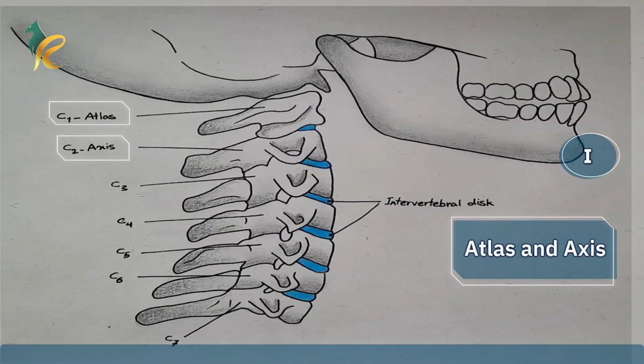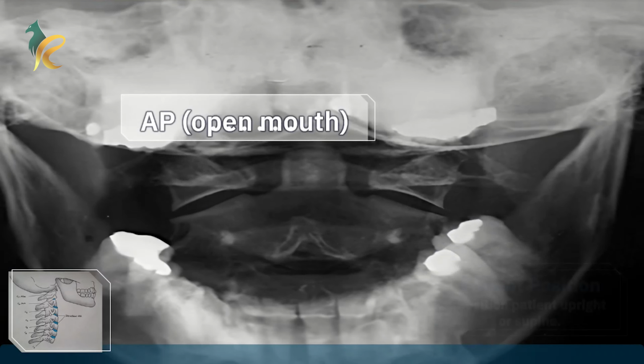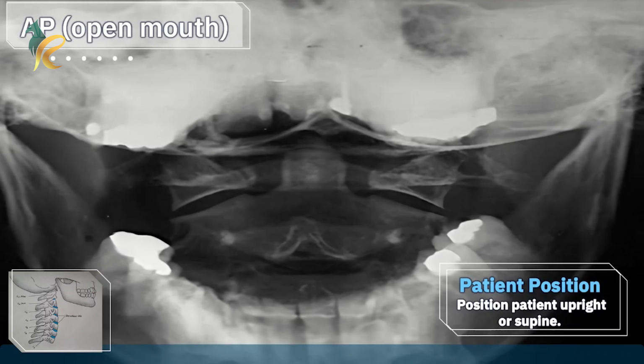Atlas and axis, AP technique: anterior-posterior open mouth. In this view, we will be demonstrating an AP axial view of the cervical spine.